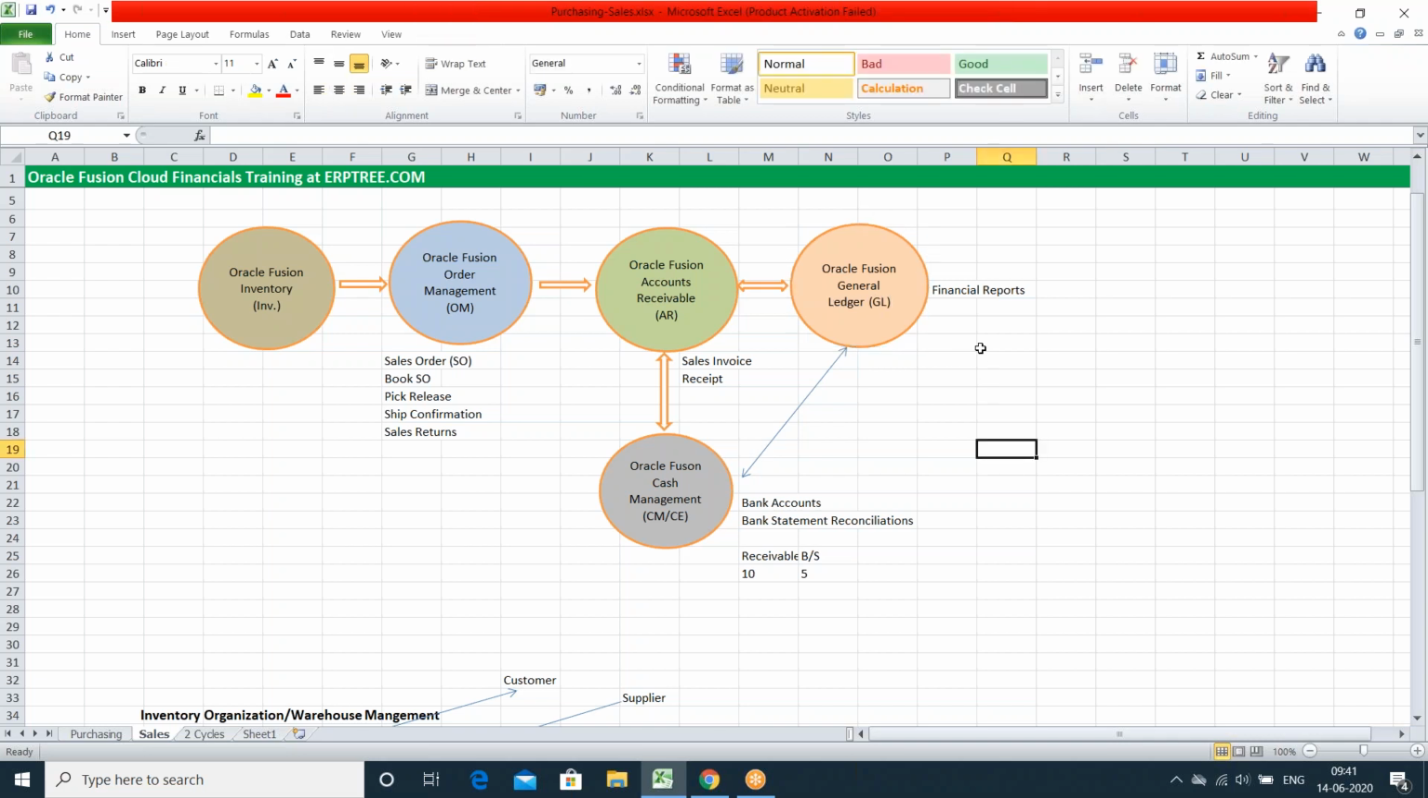By using this, we can prepare the financial report. See, many clients are using Oracle, even EBS or Fusion applications. All clients are using the Oracle Fusion Order Management application only.